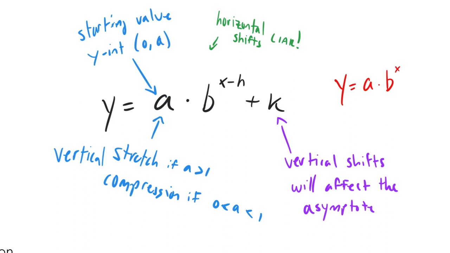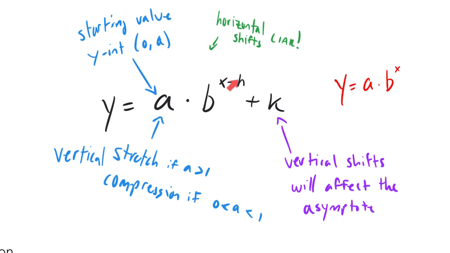Remember a, as well as being that starting value, that y-intercept, can also represent a vertical stretch as long as a is bigger than 1, or can represent a vertical compression if a is somewhere between 0 and 1, so some sort of decimal or fraction. So that's how we talk about the transformations in regards to a.